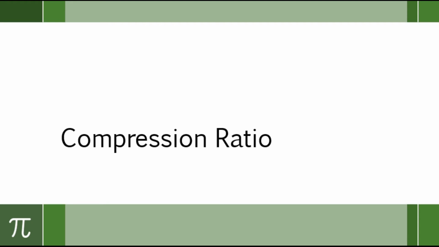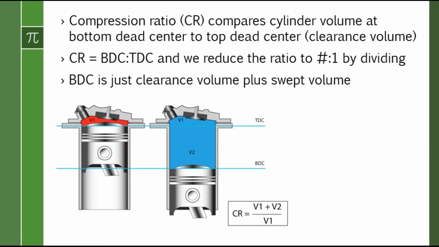Compression ratio. You've probably seen this before in your shop classes, but let's just take the free marks and do it again. So what we're doing when we're talking about a compression ratio, we're comparing the volume in the cylinder when we are at bottom dead center and we have lots of volume, to top dead center when the piston is at its maximum height and the combustion chamber or the cylinder volume is very, very small. Okay, so we call this situation where we see the red when we're at top dead center, this is the clearance volume.